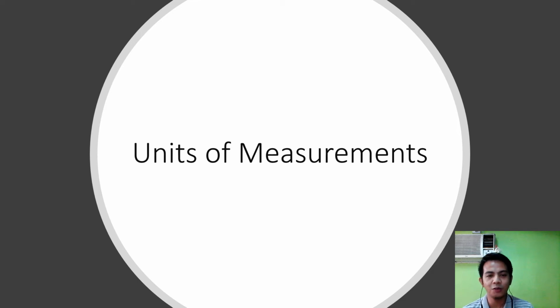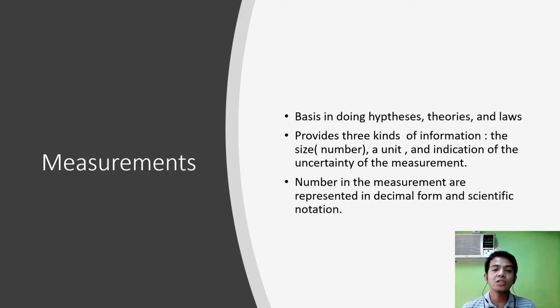Class, today I'm going to discuss the unit of measurements, or the standard unit of measurement. This is a continuation of what we discussed last meeting, or last video. Measurement is very essential in the formulation of hypotheses, theories, and laws. It provides three kinds of information. First is the size or the number, a unit, and the indication of the uncertainty of the measurement.